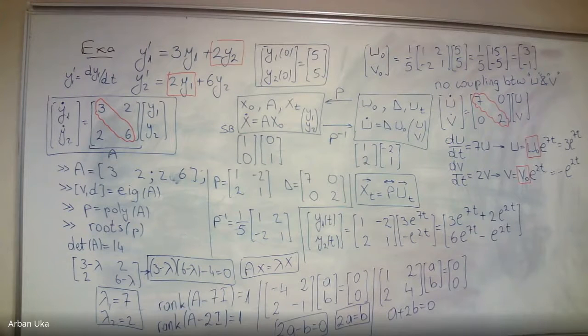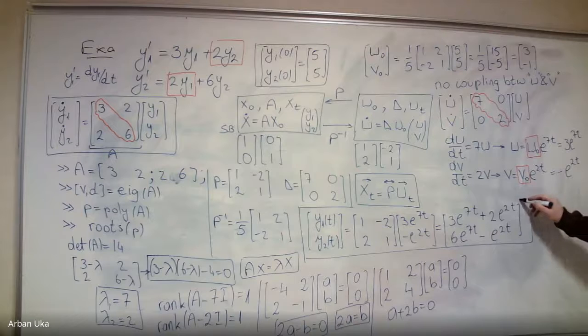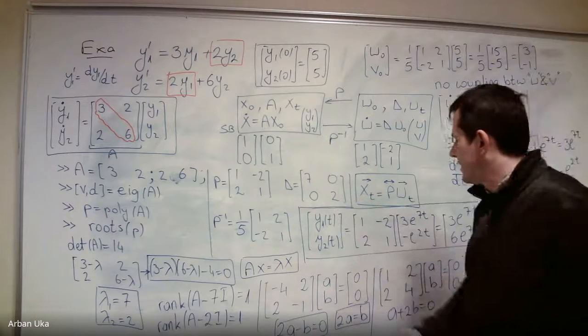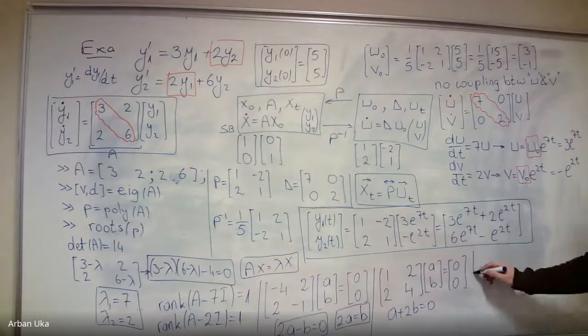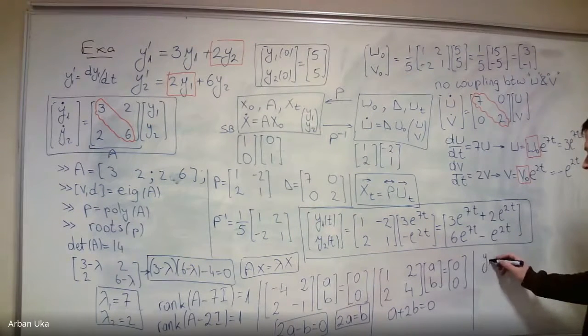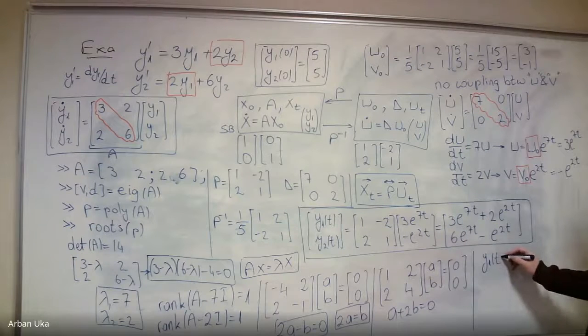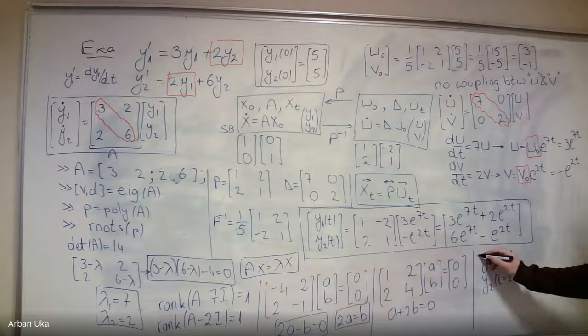Okay, so this is the solution as a function of time. This is the general solution of this system. One question can be the following: what is y1 at t equal to 2? And what is y2 at t equal to 2 again?